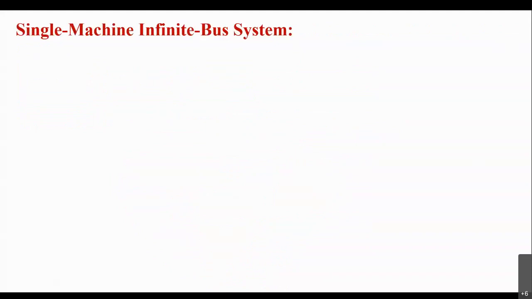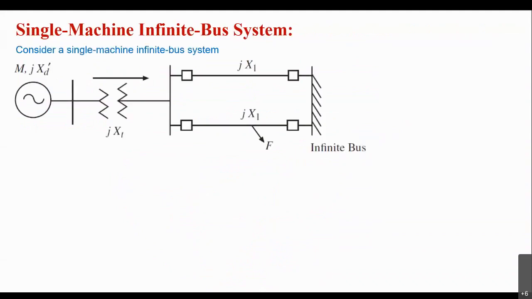We already discussed this. We also talked a little bit about the single machine infinite bus system, and how we derive the energy function and the critical energy. So let us consider a single machine infinite bus system. We are considering a single machine connected to the infinite bus through two parallel lines having a line reactance XL, and the transformer reactance is XT.